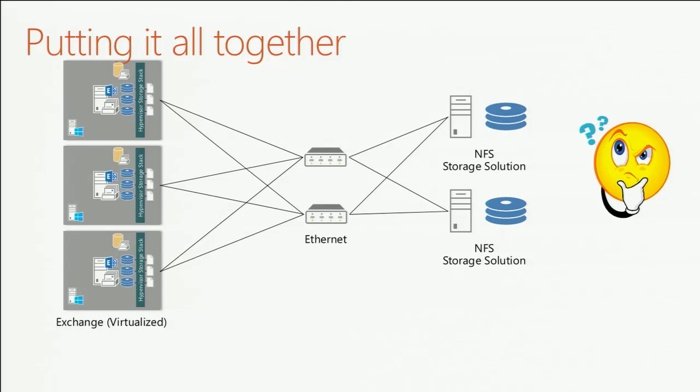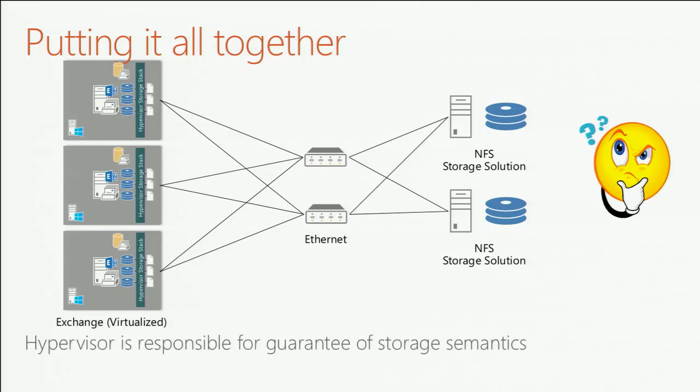Now, the key point is that once we do this, assuming the NFS storage solution up here on the right does the right thing when it comes to those requirements that I mentioned, the hypervisor is really responsible for guaranteeing things. It's now that initial point in the storage stack in between Exchange and the storage. It's what's tricking Exchange into seeing block-level storage when there's really just some files on the back end that may or may not be handling I/O correctly for us.